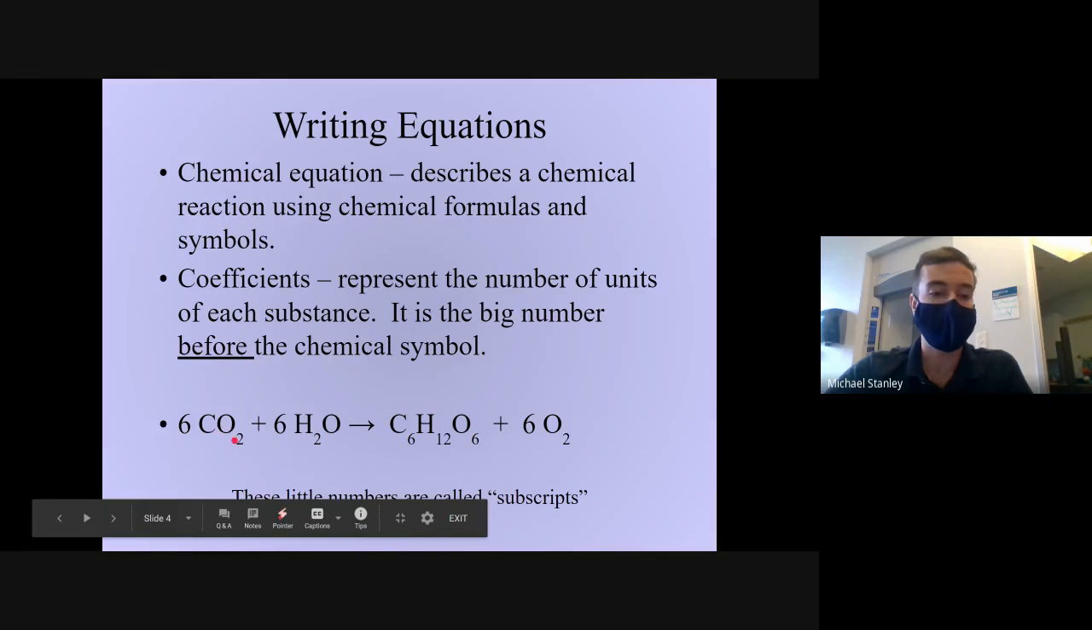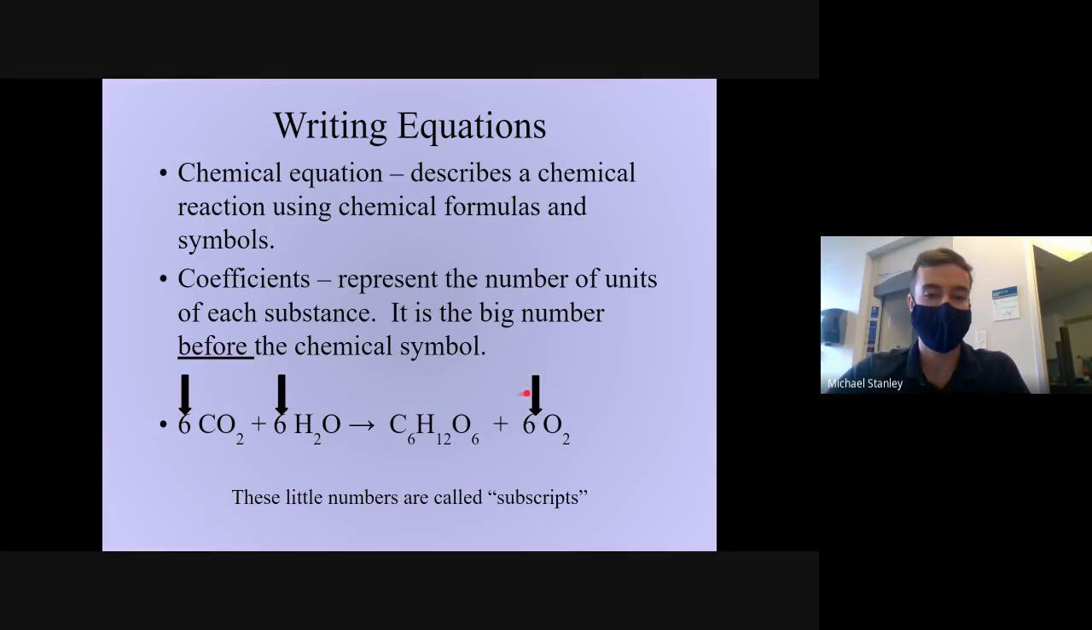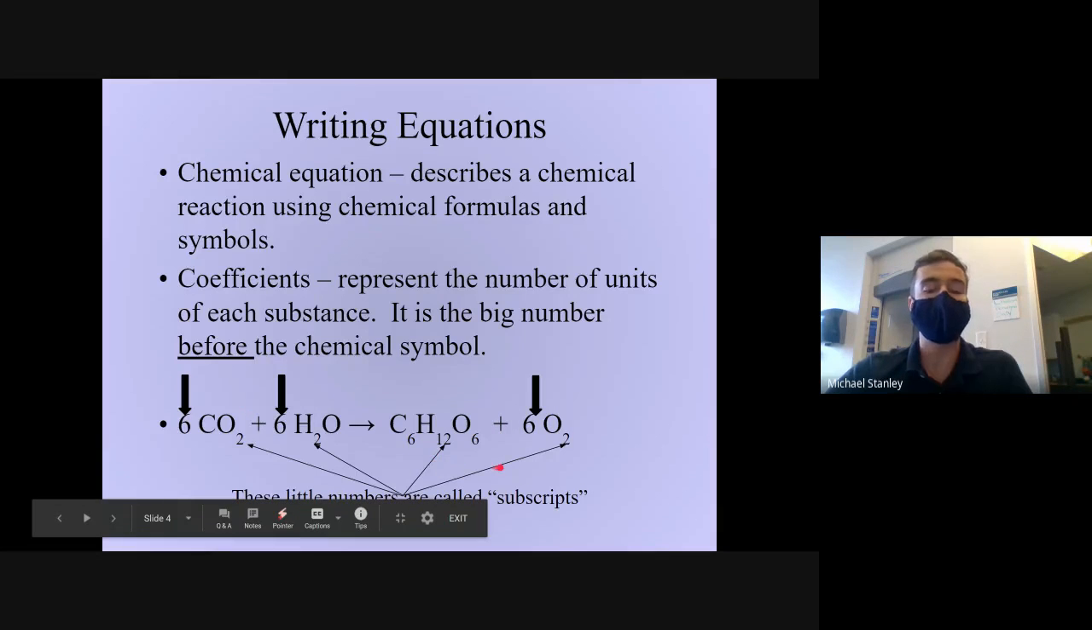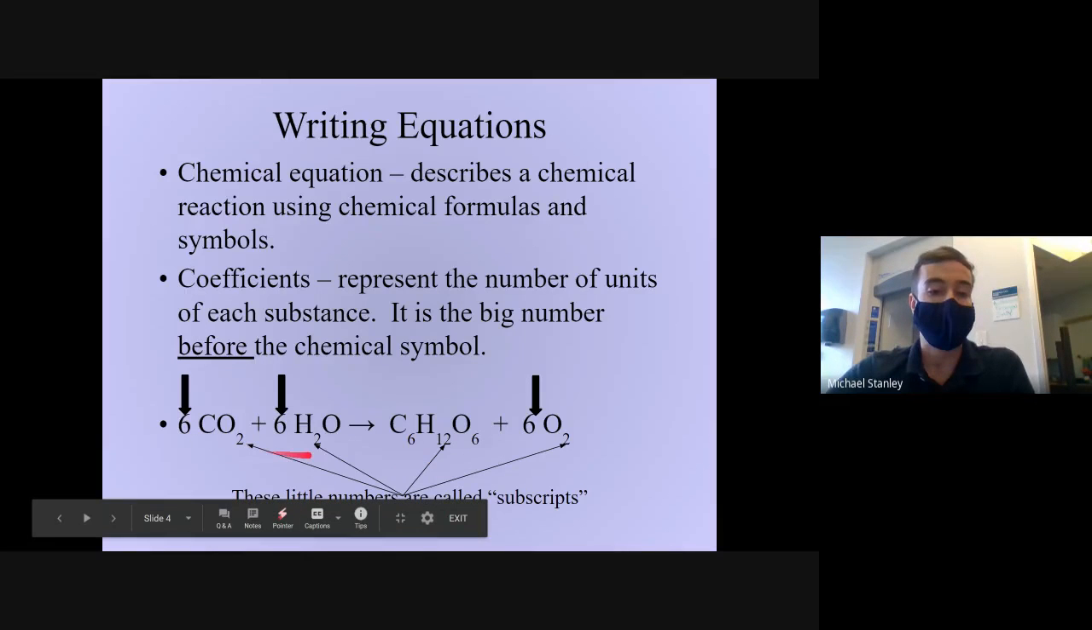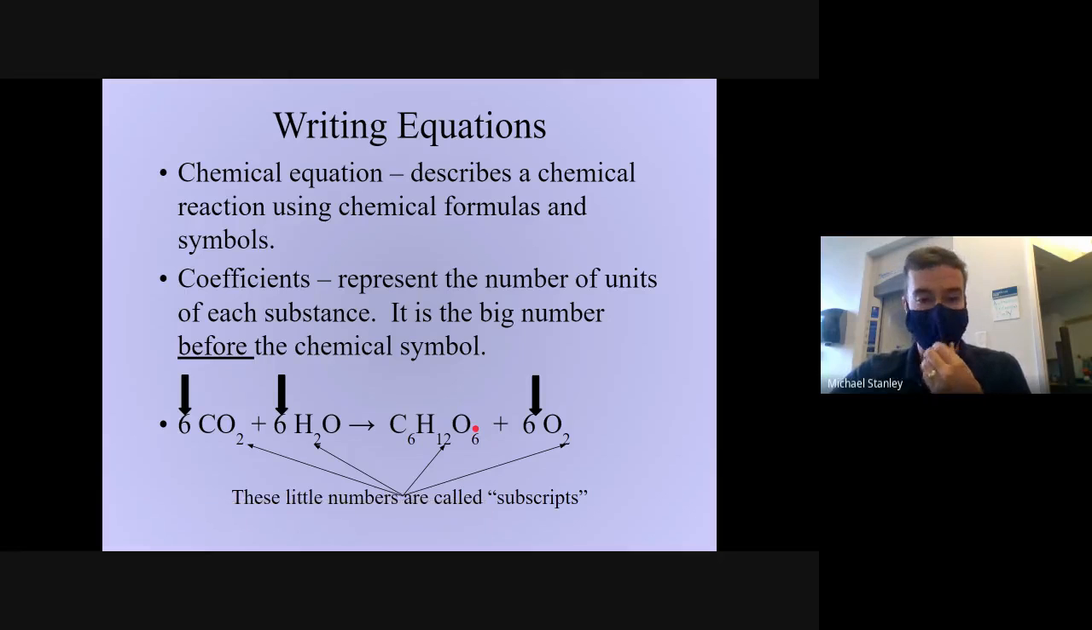There's also these little numbers down here. They are called the subscripts. So there are the coefficients up here, the big numbers, and then these little numbers are the subscripts. They're telling us essentially how many of each atom are in a certain compound. For example, water has 2 hydrogens and 1 oxygen. Carbon dioxide has 1 carbon and 2 oxygens. Glucose has 6 carbons, 12 hydrogens, and 6 oxygens.